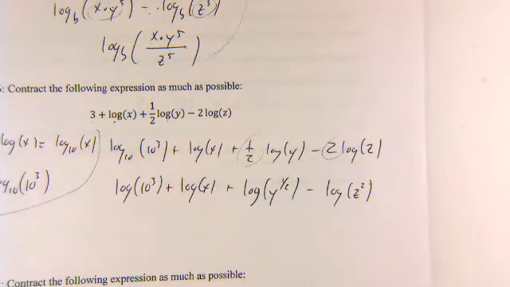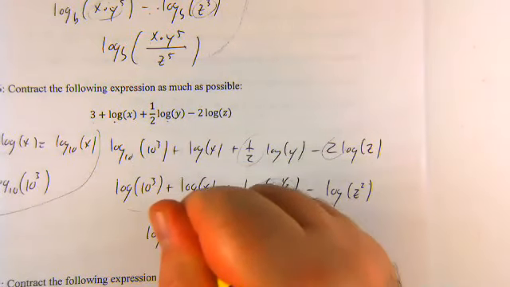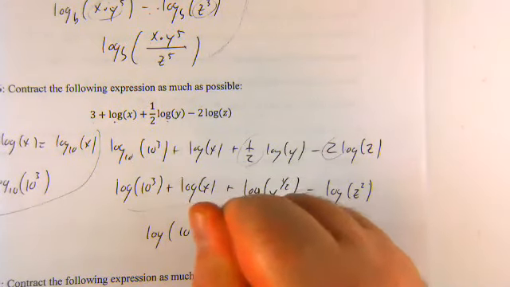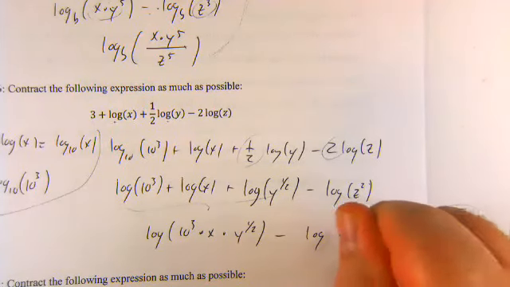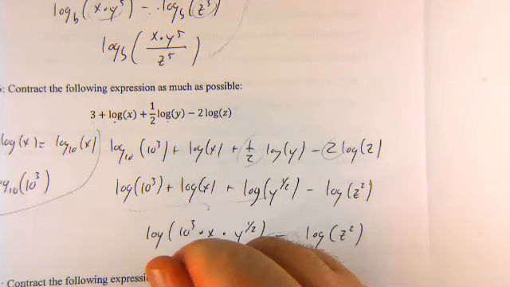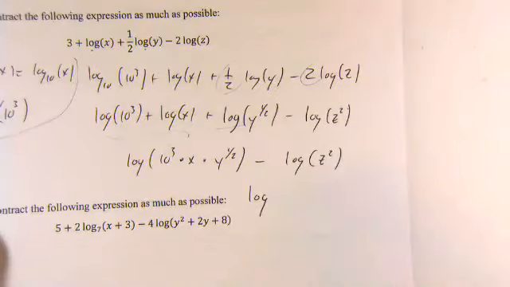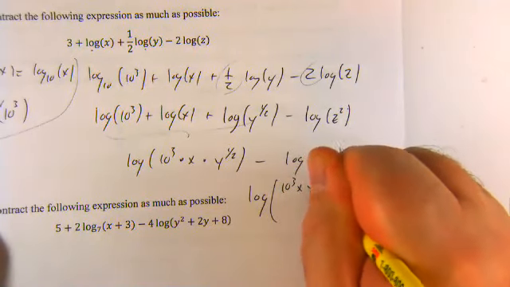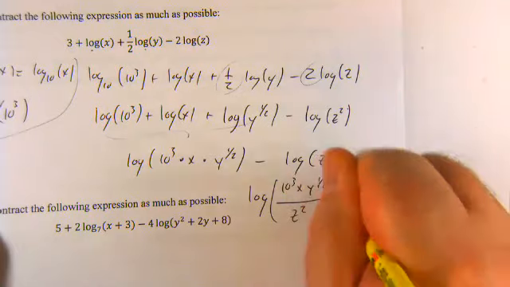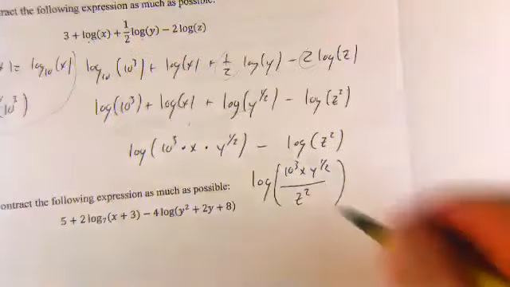Deal with all the additions here. These 3 together become one logarithm. 10 cubed times x times y to the 1/2 minus log of z squared. And so that becomes finally log of my numerator, 10 cubed x y to the 1/2, over z squared. If you want to write the 10 cubed as 1,000, that's fine too.